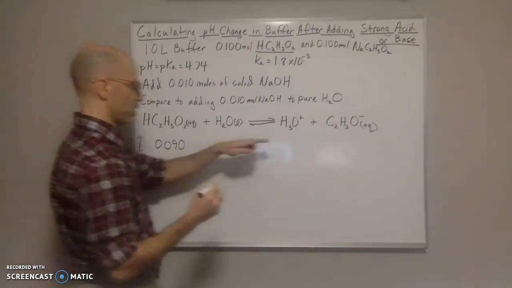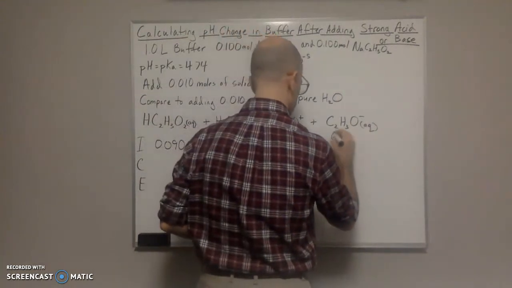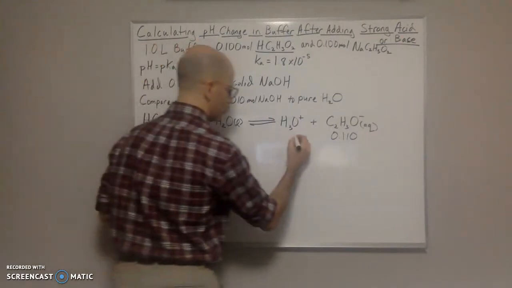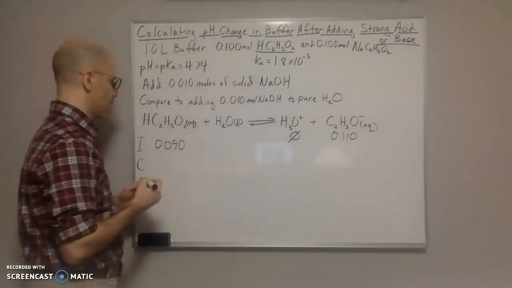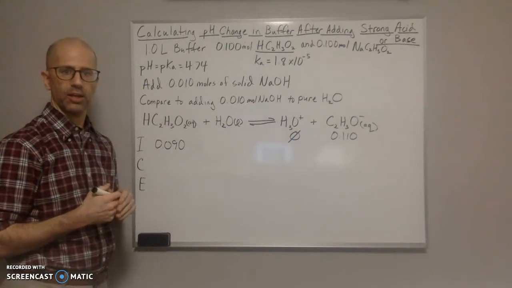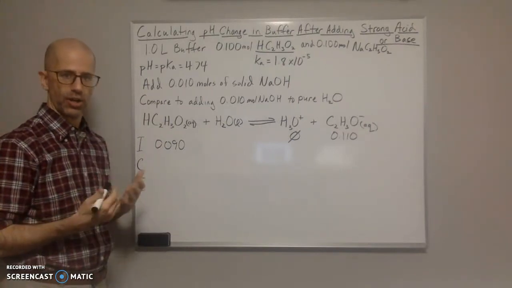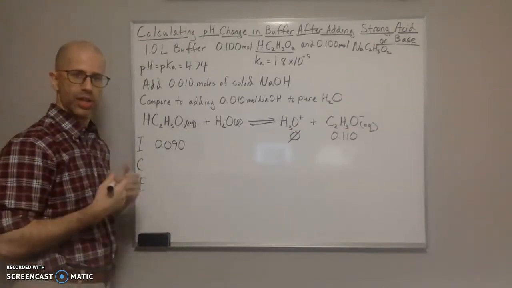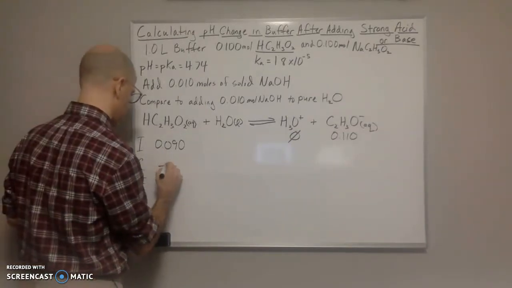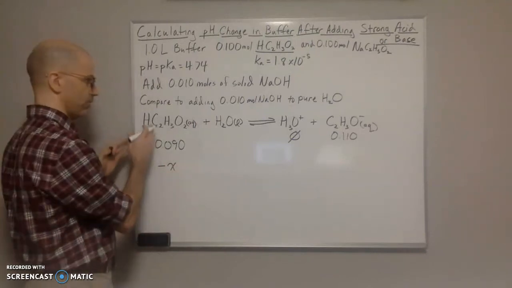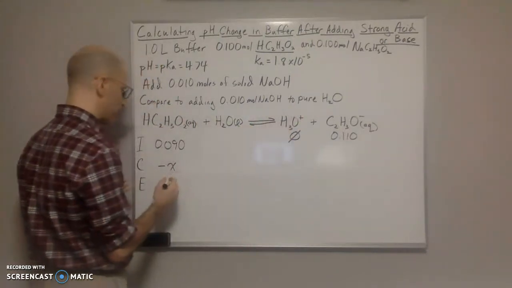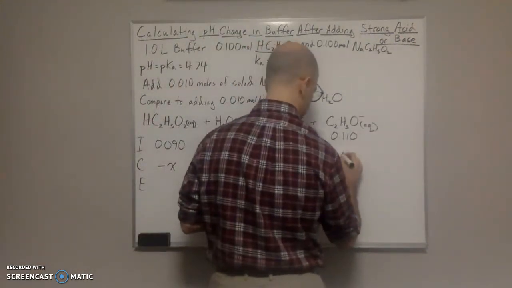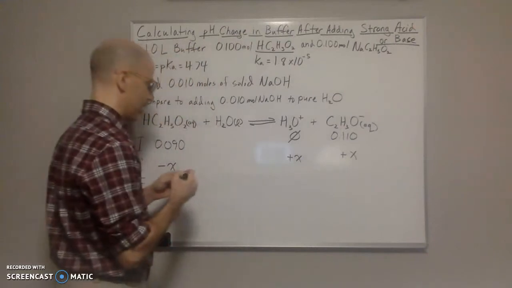And then here we have 0.110, and then this is essentially 0. And so this is our starting concentration, or starting amounts, in the buffer. And so now we can do our change in equilibrium. So here we'll have a minus x, since everything is a 1:1:1 ratio. This is going to be a plus x, and this is going to be a plus x.